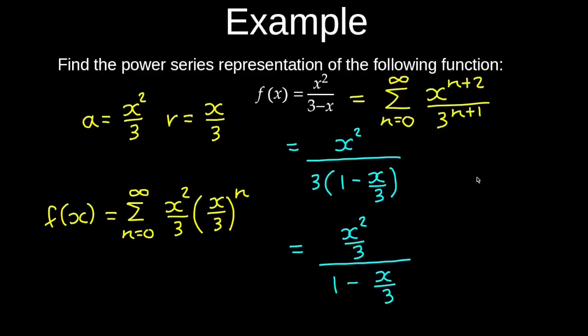And note that the geometric series converges when the absolute value of the ratio is less than 1. So therefore we obtain the absolute value of x is less than 3, and therefore the geometric series converges over the interval from -3 to 3.